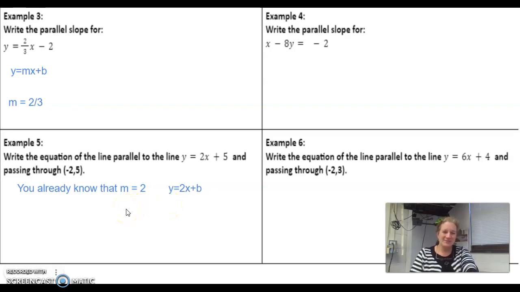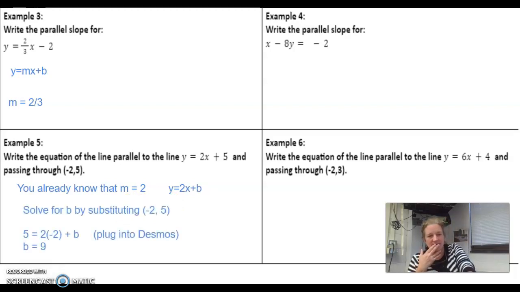So now we've got y equals 2x plus b, and that's too many variables. But I have this point, negative 2, 5. So I just plug these numbers in. Negative 2, I put that in for x. 5, I put that in for y. I plug it into Desmos, and I figure out b is equal to 9. So now I can write my new equation.